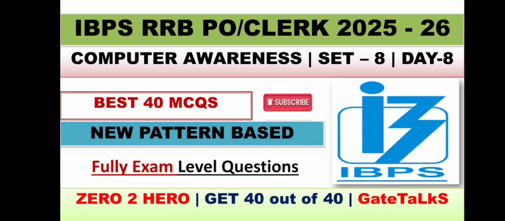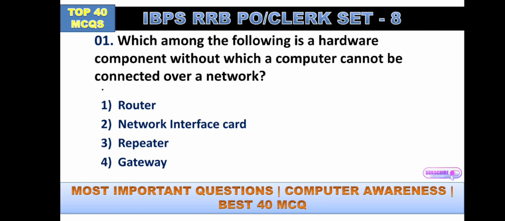Okay, so let's start. See, the first question you can see on the screen is, which of the following is a hardware component without which a computer cannot be connected over a network? So it is network interface card, NIC.